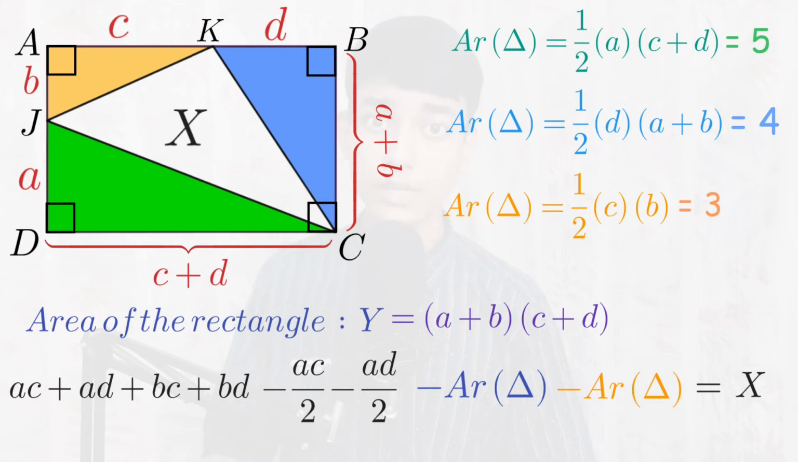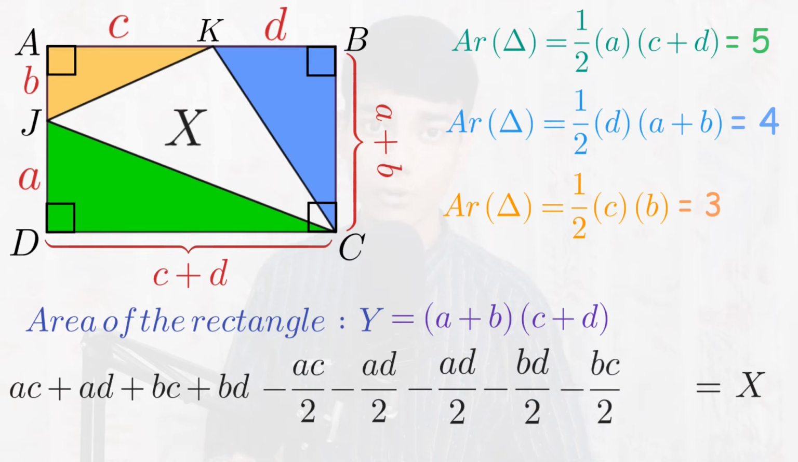So area of the blue triangle is half D into A plus B. Therefore, negative AD upon 2, negative BD upon 2, minus the area of the yellow triangle, and that is going to be equals to negative CB upon 2, and this thing is equals to capital X. Now look carefully, we have positive AC and negative AC upon 2, positive AD and negative AD upon 2, positive BC and negative BC upon 2, and positive BD and negative BD upon 2.